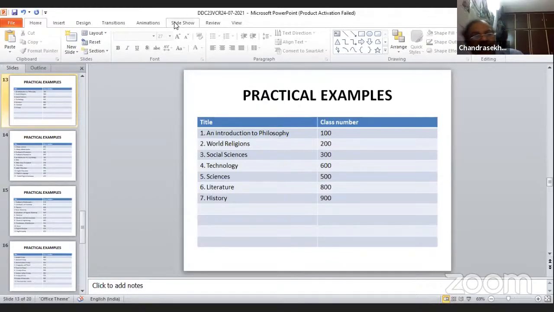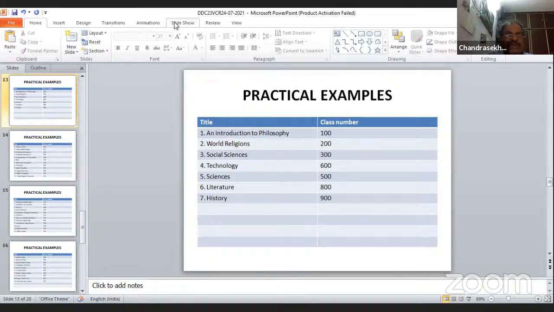The second title, World Religions. Here again, religions is the subject term, 200. World indicates the area. At present you can ignore that word, and later you can classify that. You can also include the number for that word.